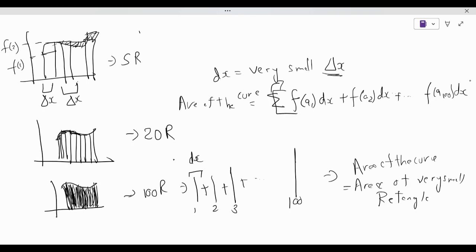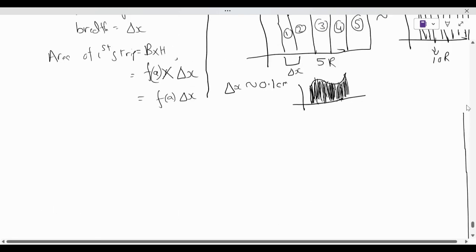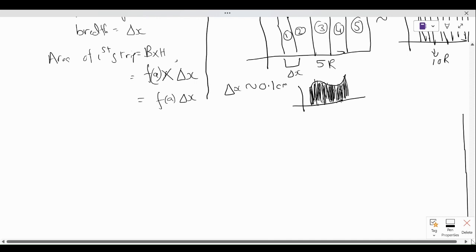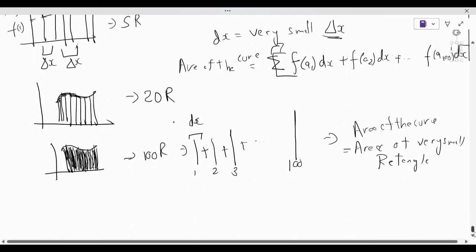This addition can be simplified. One minute. This addition can be simplified if you use a symbol for addition instead of writing f of x1 dx, f of x2 dx, till f of x100 dx. I'm going to write it as a symbol which will mean summation. Instead of addition, I'm going to write summation, i equal to 1 to 100, f of xi dxi.